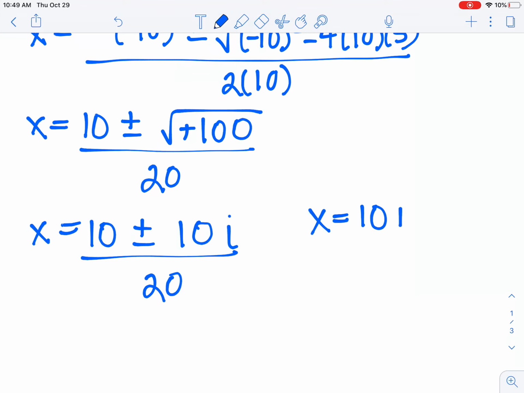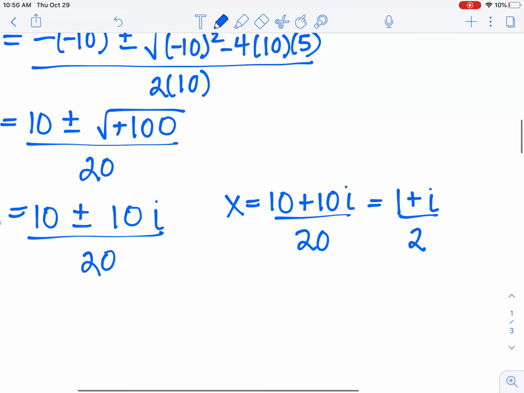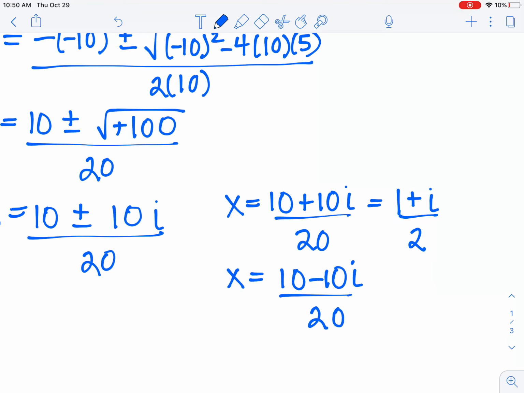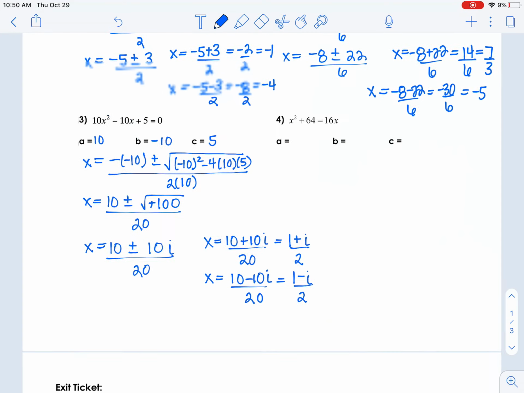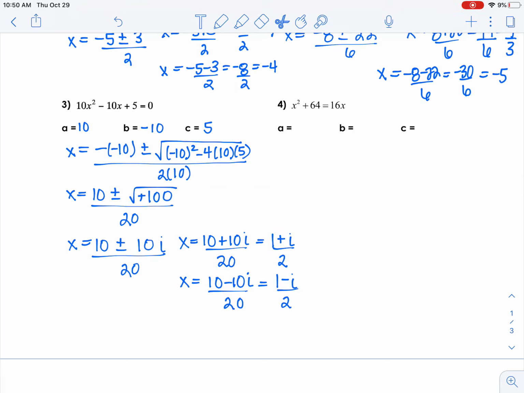Now in this case, we can write these separately. x is 10 plus 10i over 20, which can be simplified. All three numbers can be simplified by a factor of 10. So that would be 1 plus i over 2. If I divide all three of those numbers by 10, I get 1 plus i over 2. And minus 10i over 20 would be 1 minus i over 2. Okay, so sometimes when you solve the quadratic formula, you do get an i, and remember, we can't combine when we have i values, so that means we just leave them in our solution.